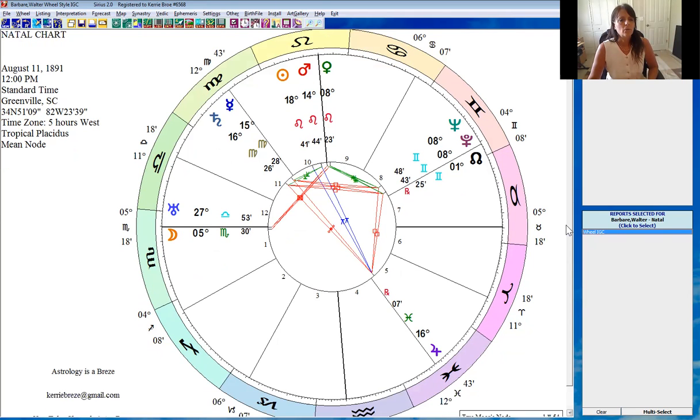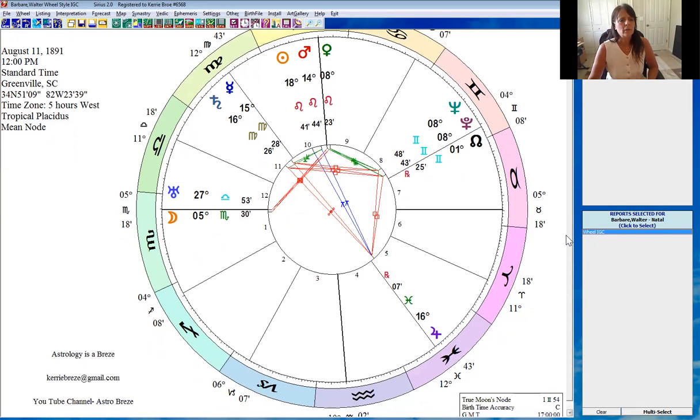All right, let's go look around at the other side of the chart. What else we got? Oh, look at that. Look at this conjunction here of Pluto and Neptune right at 8 degrees in Gemini. And then the North Node is close to there. Wow.